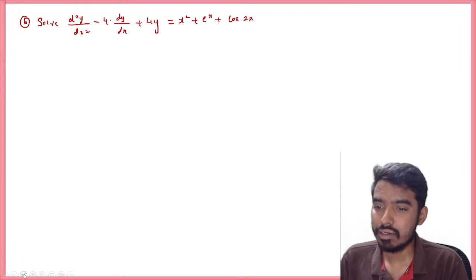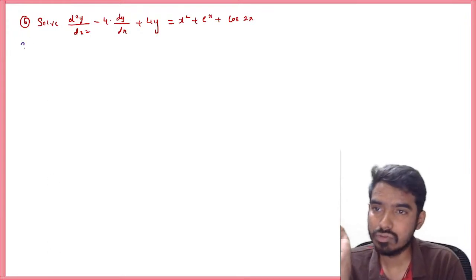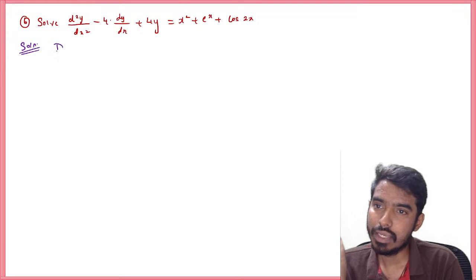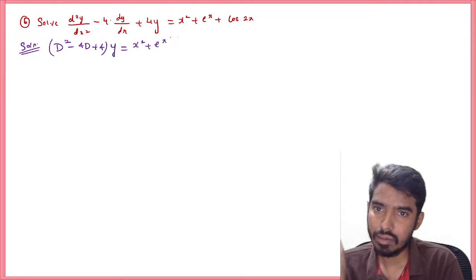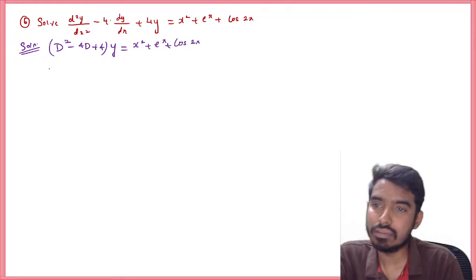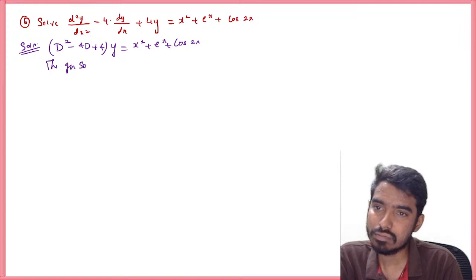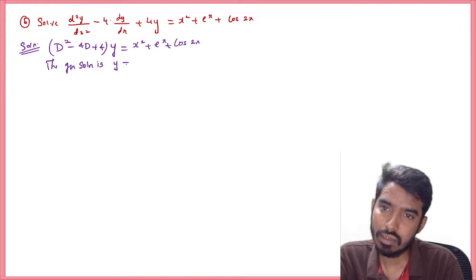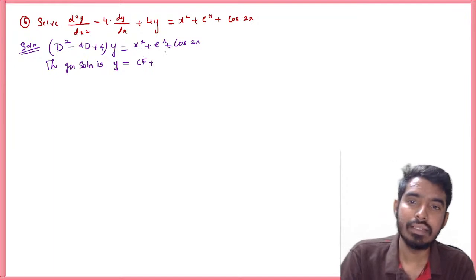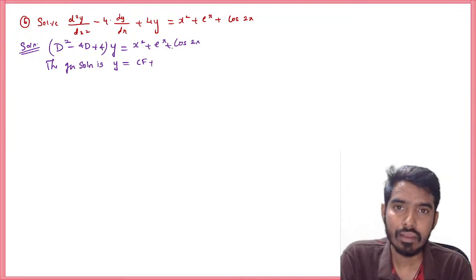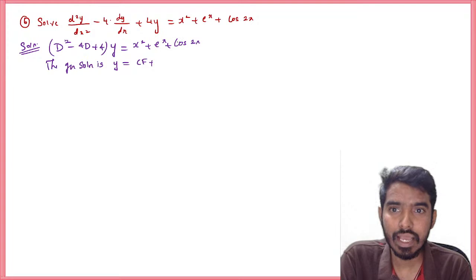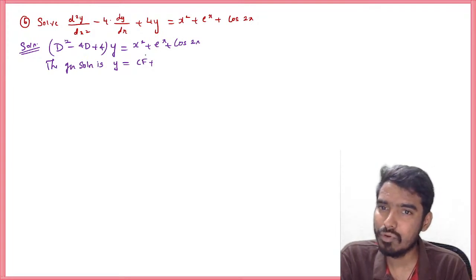So we have D square minus 4D plus 4 of y is equal to x square plus e power x plus cos 2x, right? The general solution is given by y is equal to CF plus PI. You can take all of the RHS to be PI and do it in type 4. But what I'm going to do is I'm going to split.